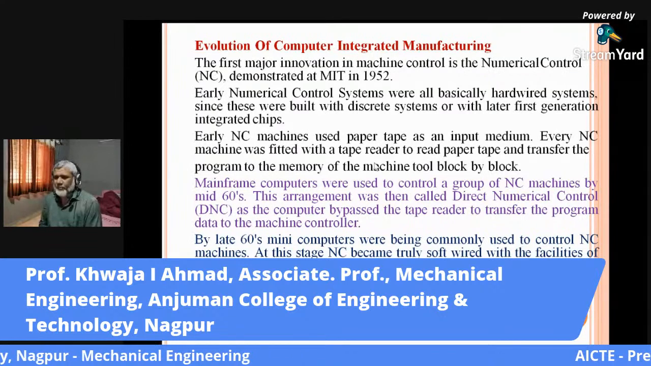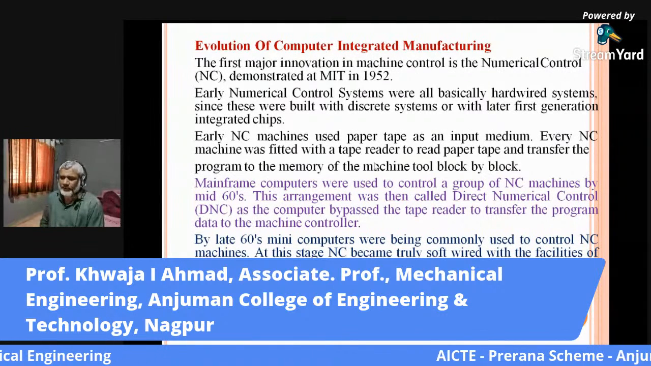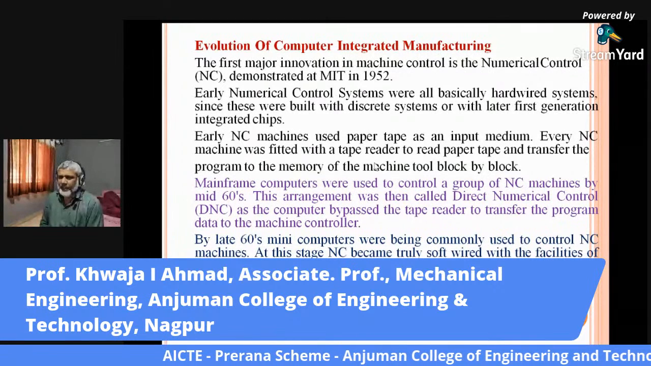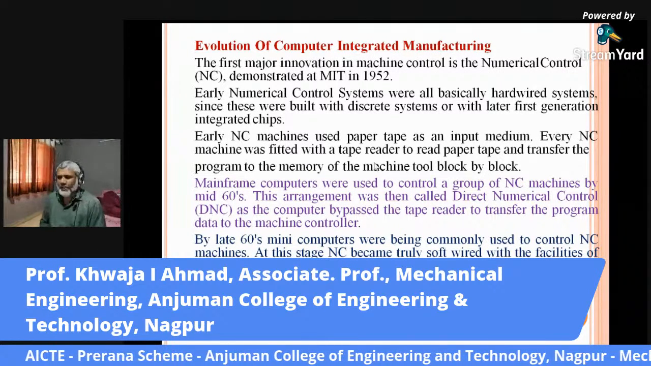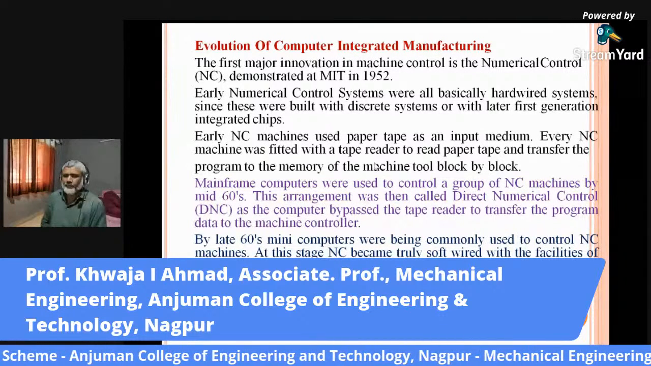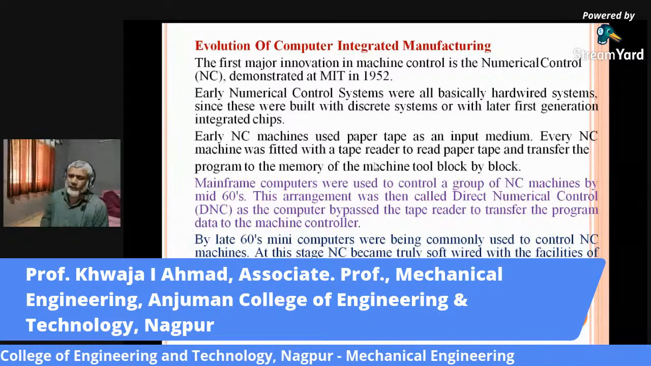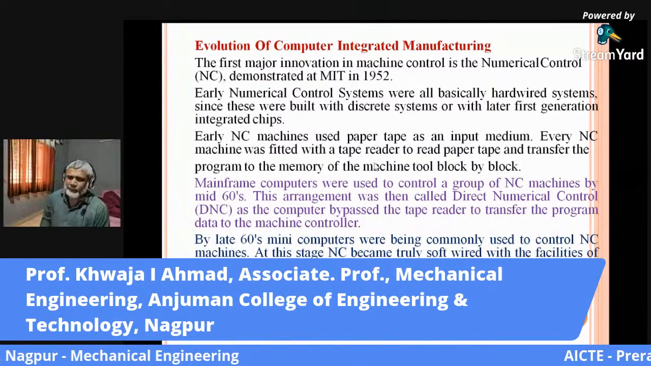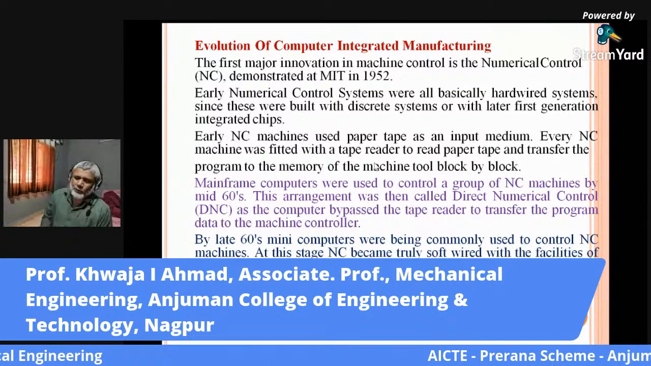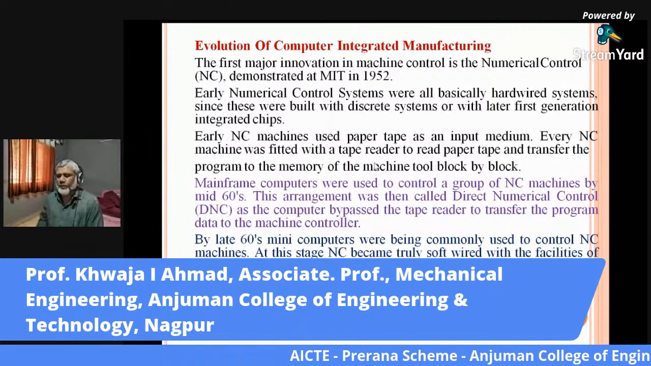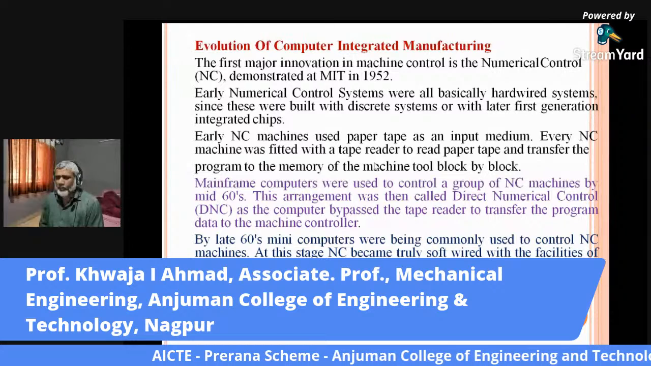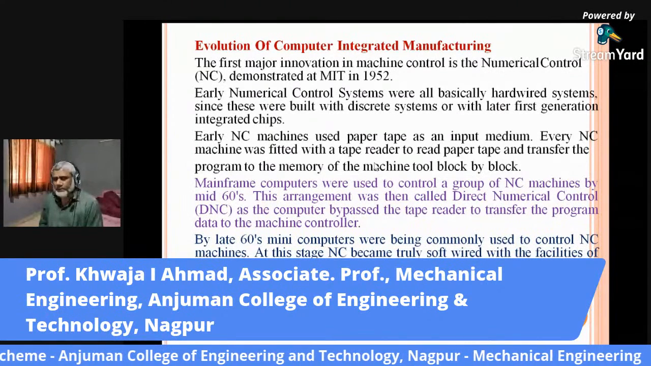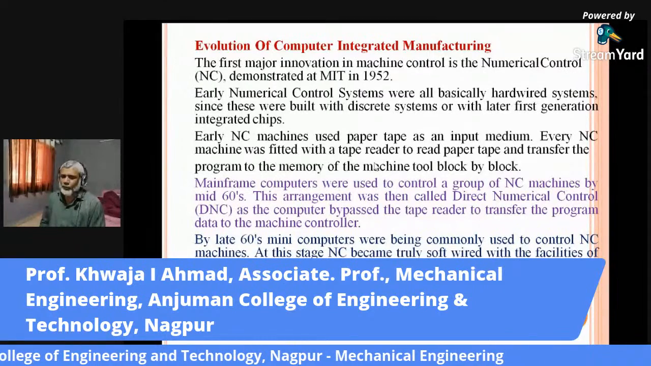Then mainframe computers came onto the scene in the 60s. By mainframe computers, direct numerical control was established, and through direct numerical control, a number of NC machines were attached to the mainframe, and the mainframe used to provide the program block by block to the memory of the different CNC machines attached to the mainframe through DNC.